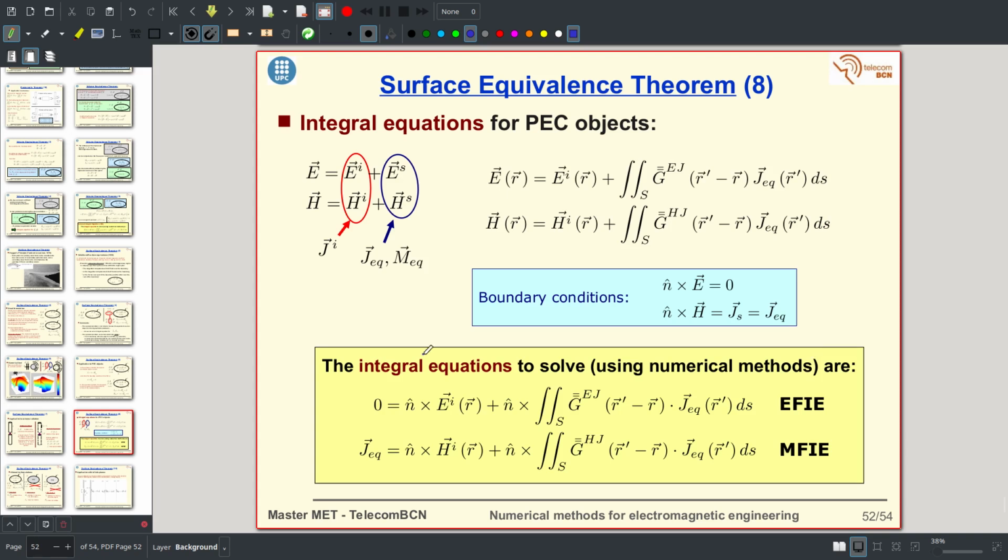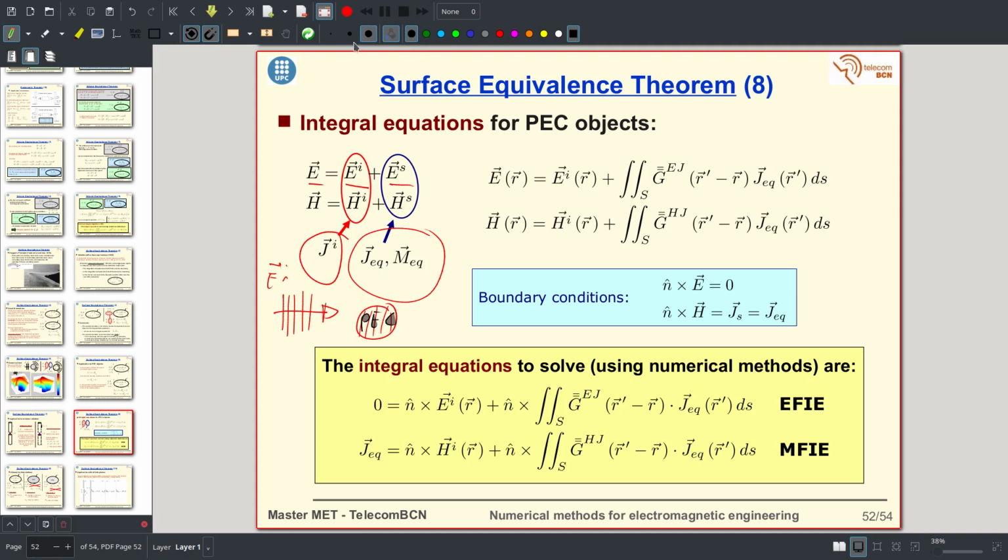In this case, remember, as I said before, we have the total field equal to the incident field due to the impressed currents and the scatter field due to the equivalent currents. The incident field, sometimes it is simply, for example, a plane wave. The incident field can be a plane wave that is incident on a perfectly conducting object. This is a PEC object, okay?